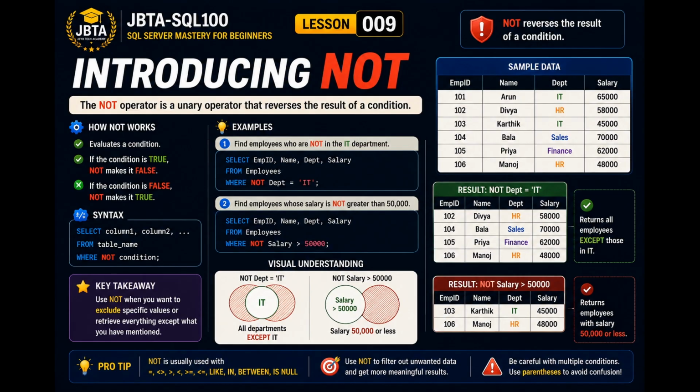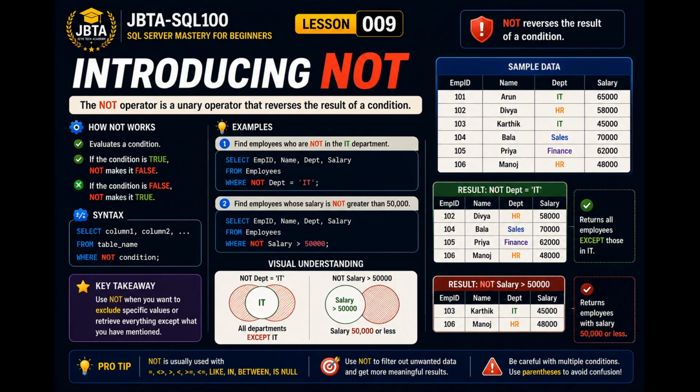If I say, "Do not enter this room," what does that mean? Let them answer. Exactly, you're excluding one specific place. The NOT operator works the same way. It tells SQL Server to exclude the values that match the condition. This makes the concept easy to remember.